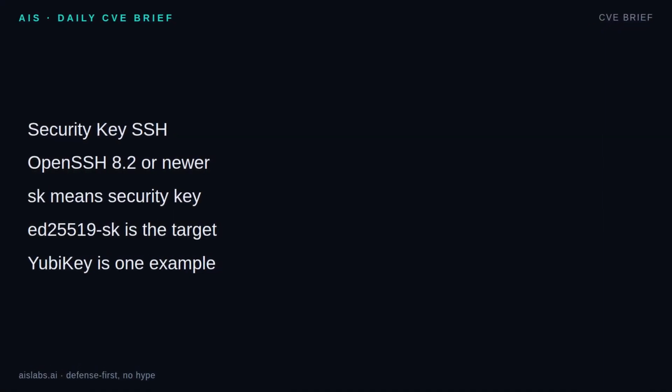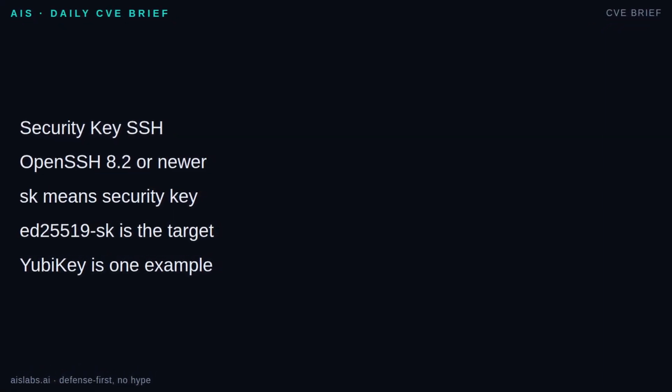OpenSSH has special key types ending in -sk. The common one we want is ed25519-sk. The SK part means the private signing operation is handled by a FIDO2 authenticator, not just a file on your laptop. A YubiKey is a common device, but the idea is not vendor-specific. Any supported FIDO2 security key can work if your OpenSSH build has security key support.